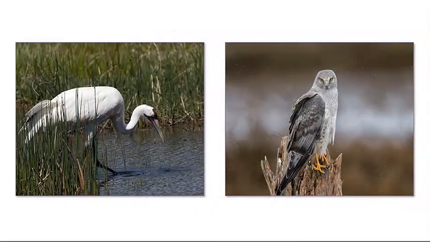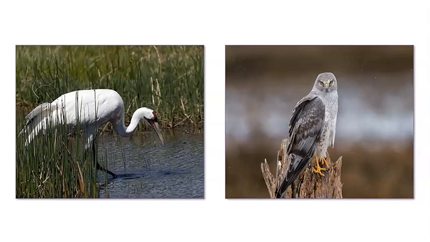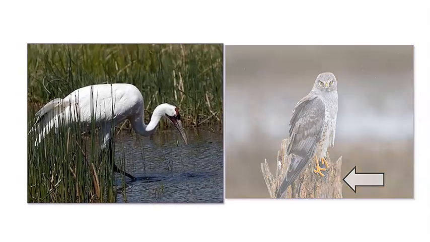What do you notice about the environment where the whooping crane is standing? Do you see grass? I do too. I also see a lot of water in the crane's environment. What do you notice about the northern harrier's environment? The harrier looks like it is perched on part of a tree. Maybe the harrier is in a forest.